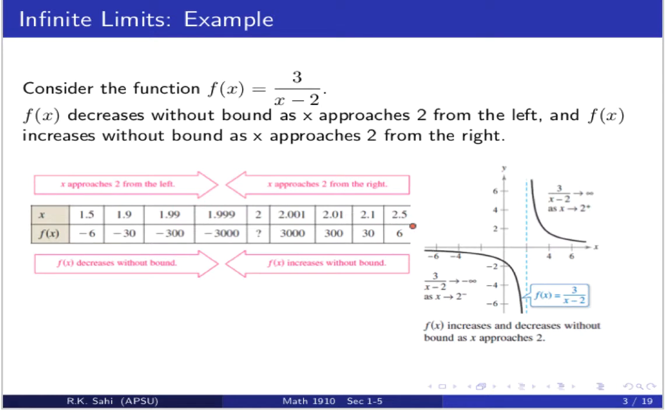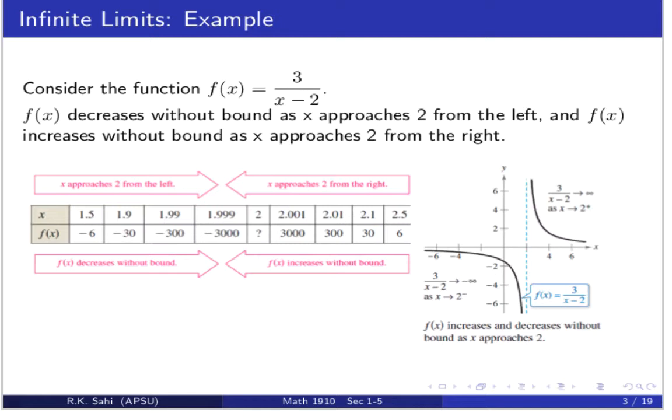Now let's look from the right-hand side. At 2.5, the value is 6. But as you come closer to 2, let's say 2.001, what's the value? 3,000. That's showing numerically that the values are just exploding near 2. But remember, in a vertical asymptote, the graph never crosses the vertical line. These are like your orange cones when you're driving down the road.